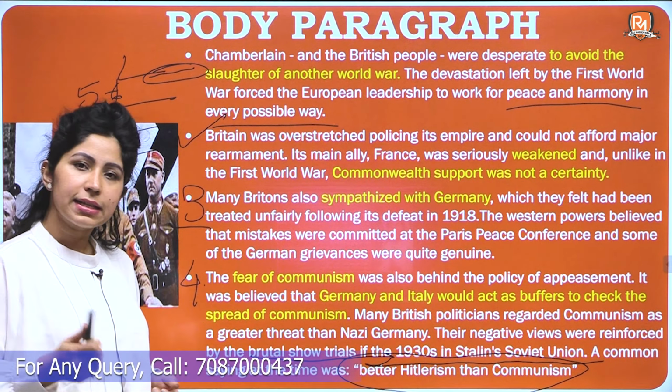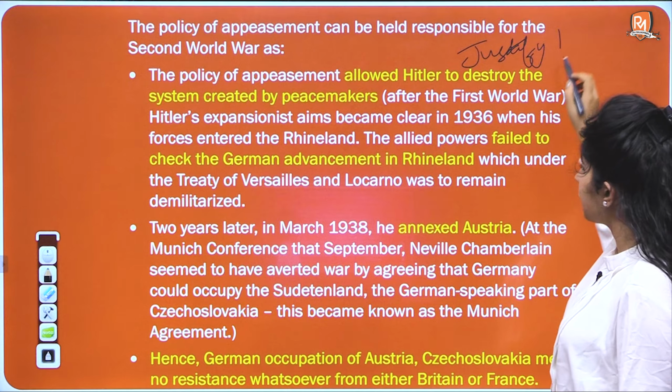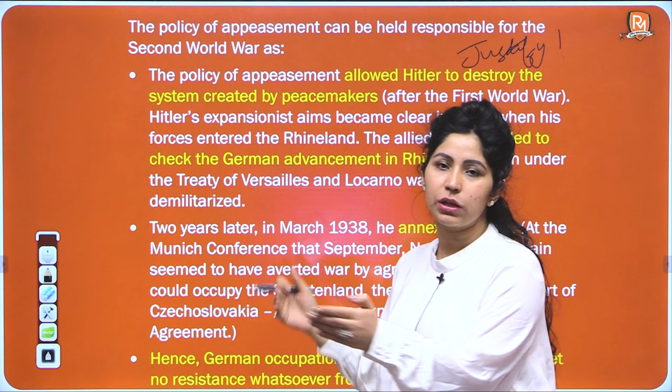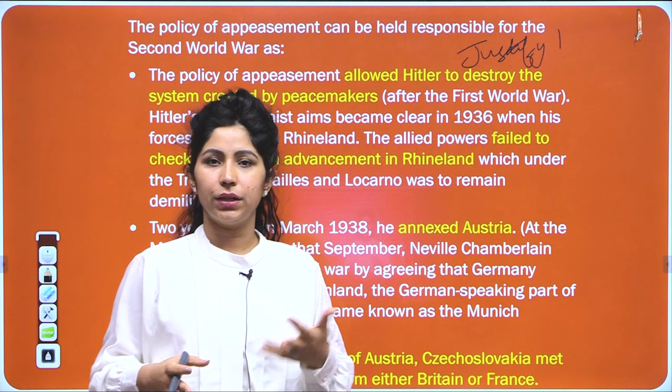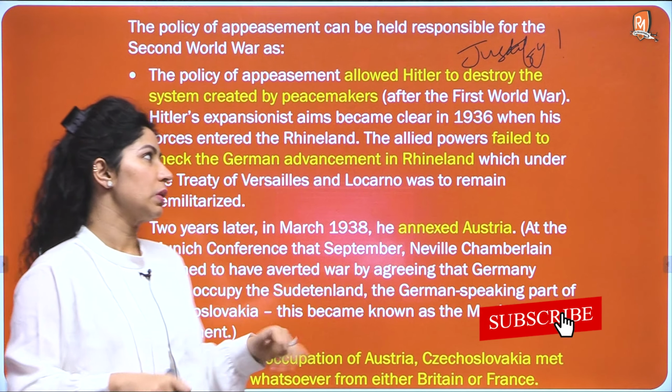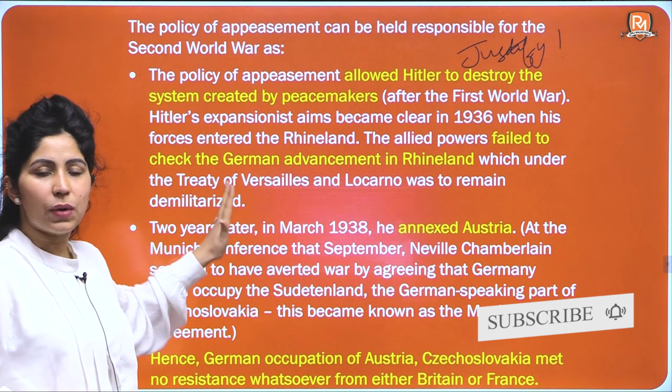And now coming to the justification part, why was the policy of appeasement held responsible for the Second World War. This is your actual justification which has been asked in the question. So this is your actual answer. Here you can use full sentences also and complete your word limit of 150 words. So this part is just one part.